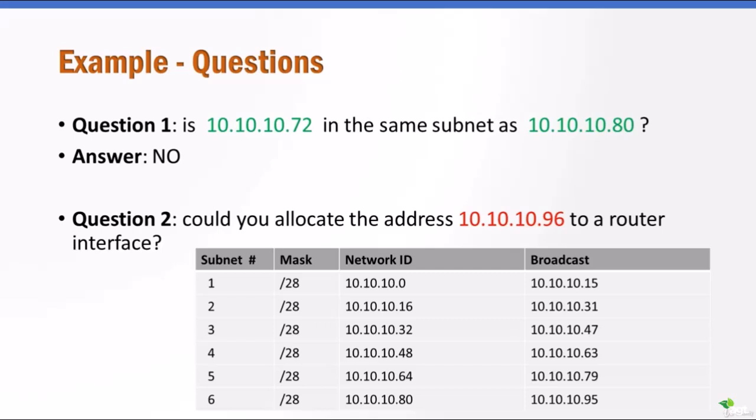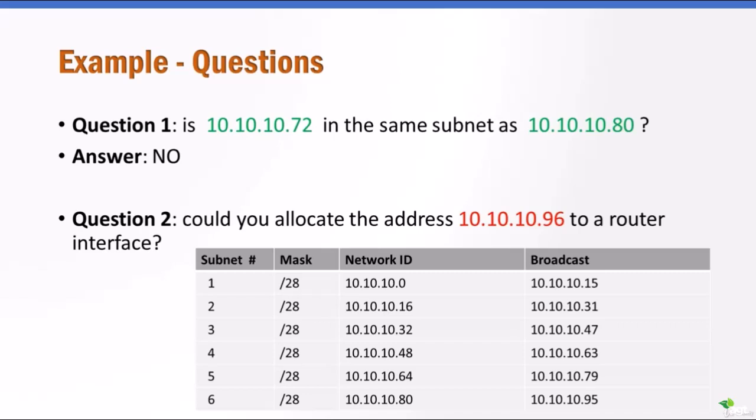So when we look at the sixth subnet, it goes from 10.10.10.80 to 10.10.10.95. You already know what that means. The network ID of our seventh subnet is going to be 96. So that's going to be a network IP address.